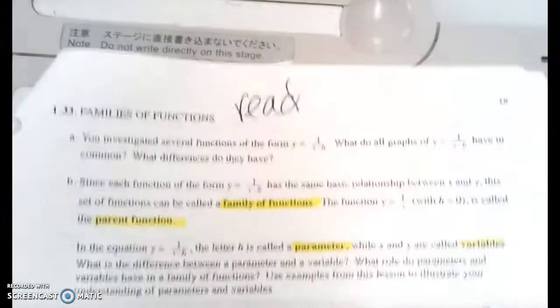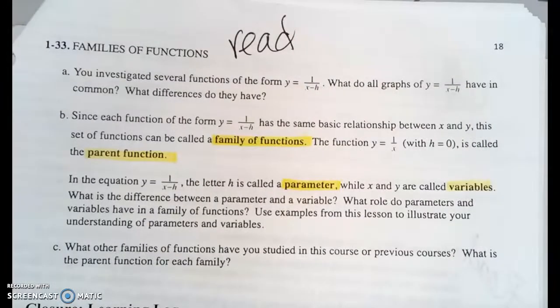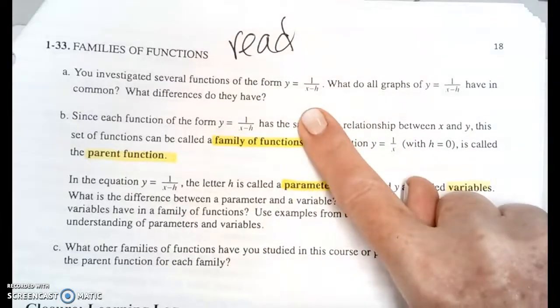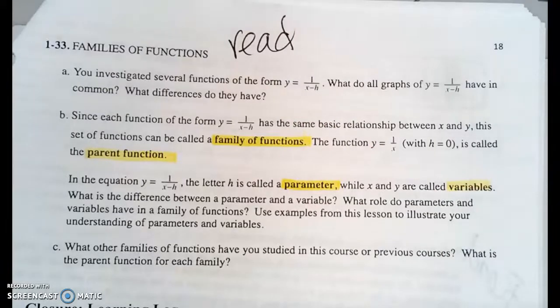Page 18 up at the top talks about families of functions. So we're going to investigate a function that's going to be in the form y equals 1 over x minus h, okay? And it says, what do all the graphs in that form y equals 1 over x minus h have in common? And what differences do they have? Since each function of the form 1 over x minus h has the same basic relationship, you're going to discover something about it between x and y. This set of functions will be called a family of functions.